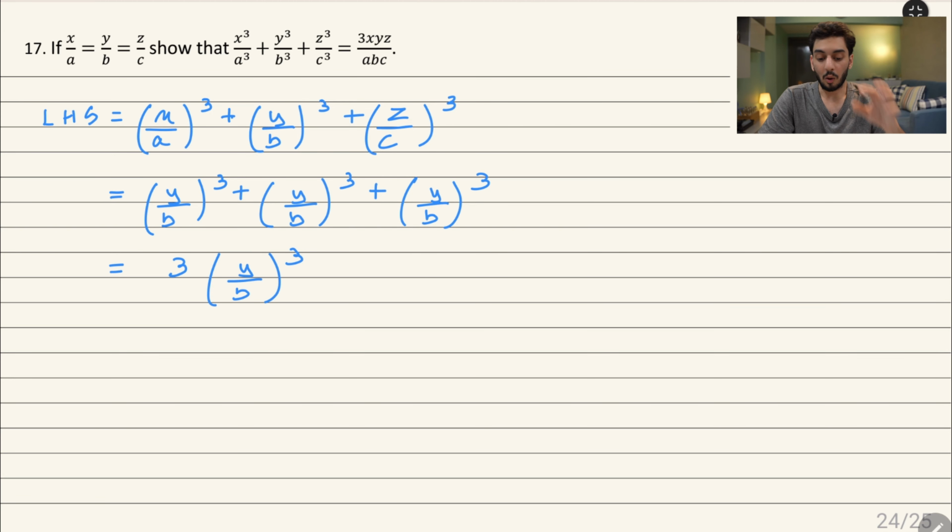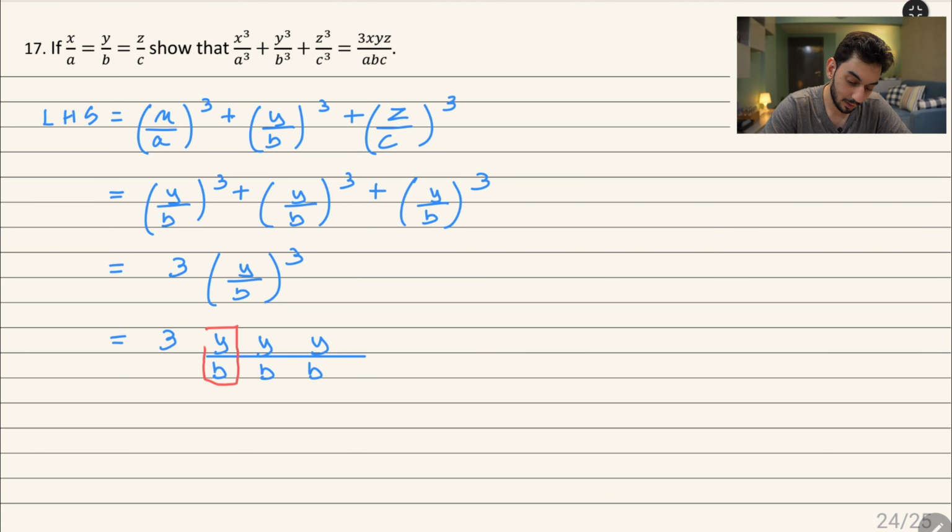Now I need a 3 in the answer. Yes, I need a 3 in the answer. What do I do? I just write it as 3. Y cube is actually y times y times y, so I just write it as y, y and y, and b cube is actually b times b times b. See, the first y upon b can be written as x upon a because x upon a itself is equal to y upon b.